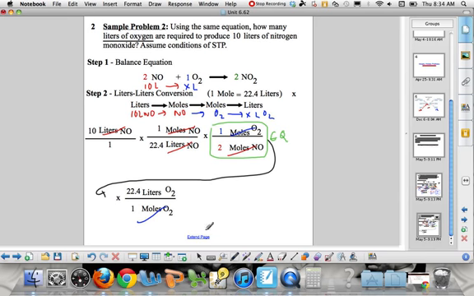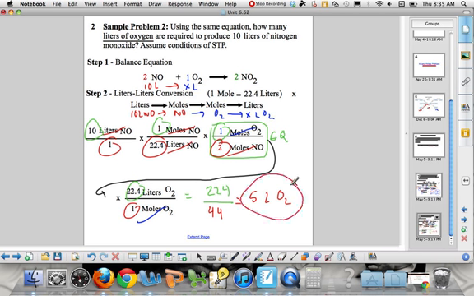Let's do the math and figure it out. Up on my top, I have 10, 1, 1, and 22.4. That's going to give me a value of 224 up on the top. Down on the bottom, I have 1, 22.4, 2, and 1. That gives me a value of 44 down on the bottom. When I do 224 divided by 44, I'm going to get approximately 5 liters of oxygen.